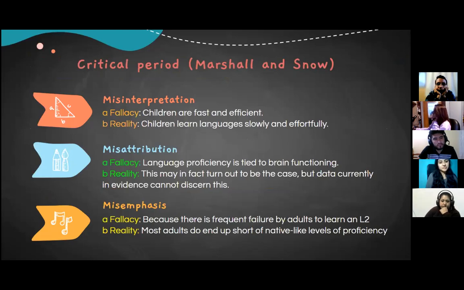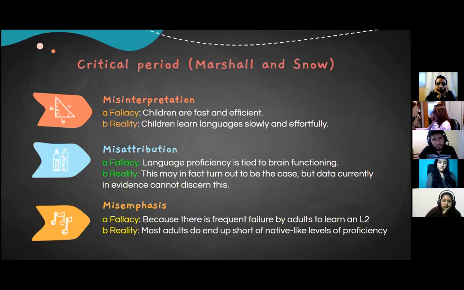Marshall and Snow mentioned the critical period, and they made three conclusions. They said there is a misinterpretation, a fallacy, that children are fast and efficient. The reality is that children learn language slowly and effortfully.